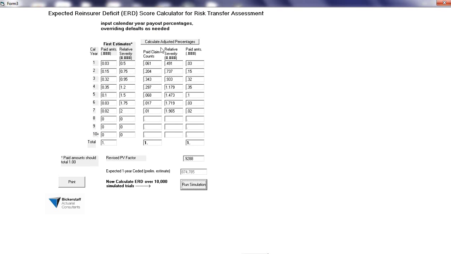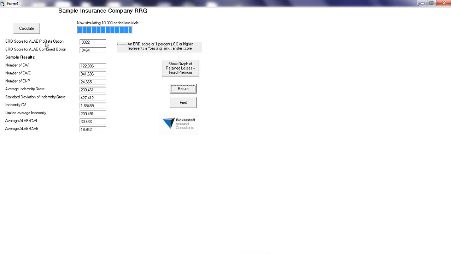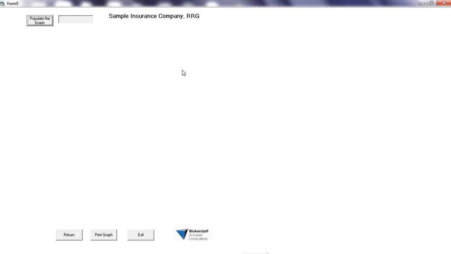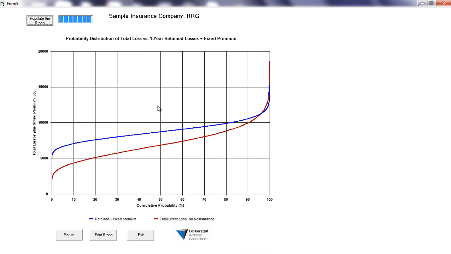But let's go back, let's calculate this ERD score now with a $10 million premium level. So then we have scores that may pass, but not by that much. In fact, let's go to one more graph here, which we prepared, which looks at this thing from the standpoint of the ceding carrier rather than the reinsurer.